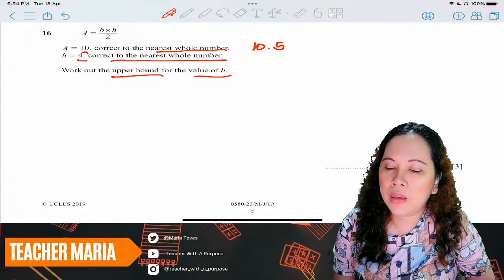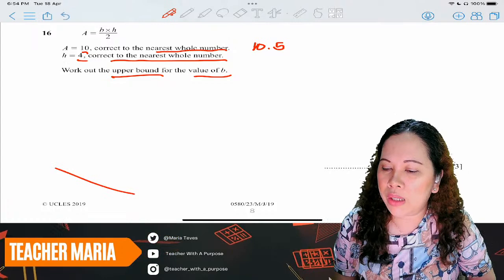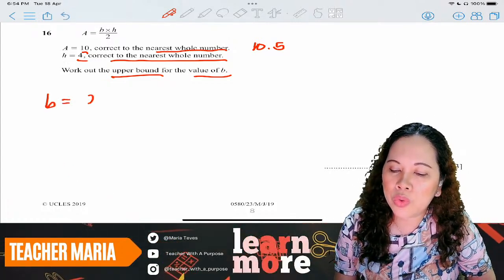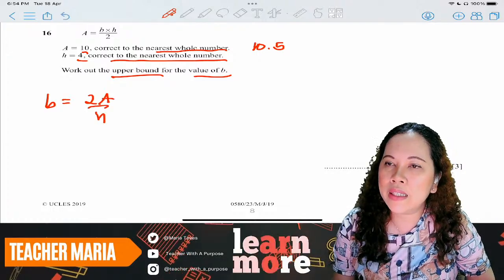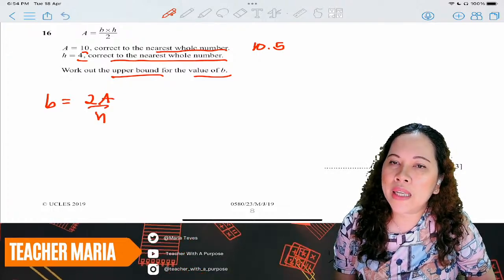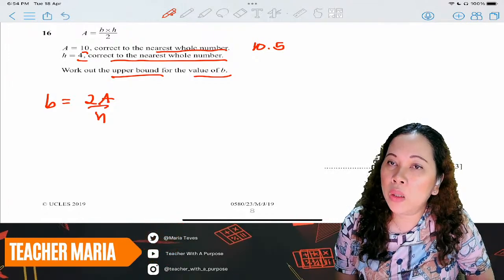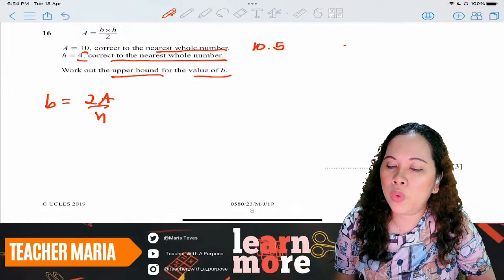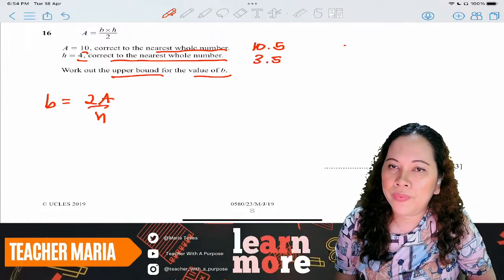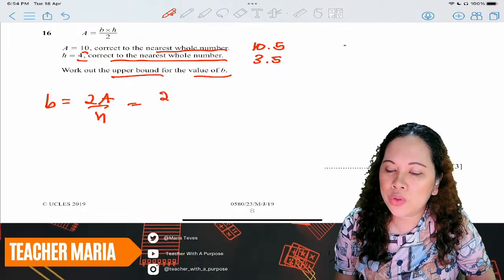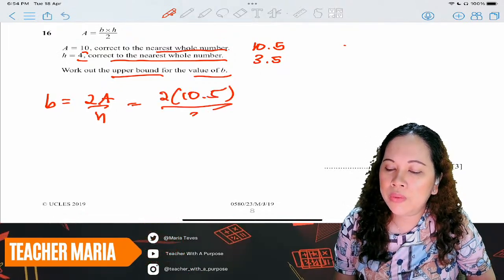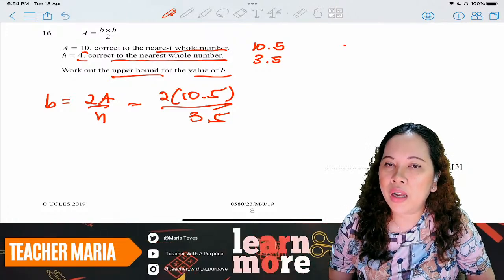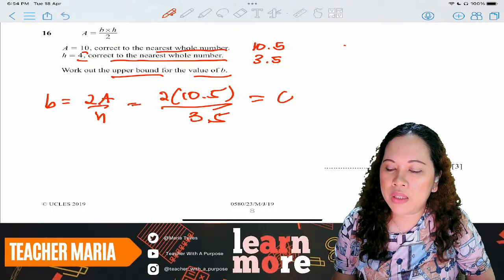if we rearrange this, b will be equal to 2a over h. Since it's a division, it's always upper divided by the lower bound to find the upper. So the 4 here will be 3.5. Just substitute: 2 times 10.5 divided by 3.5 will give us 6.